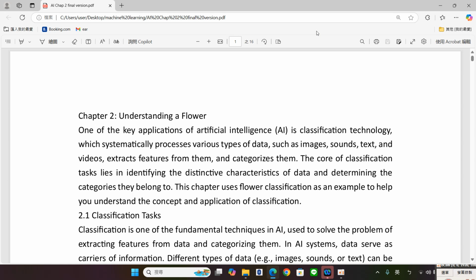One of the key applications of artificial intelligence (AI) is classification technology, which systematically processes various types of data such as images, sound, text, and videos, extracts features from them, and categorizes them. The core of a classification task lies in identifying the distinct characteristics of data and determining the categories they belong to. This chapter uses flower classification as an example to help you understand the concept and applications of classification.